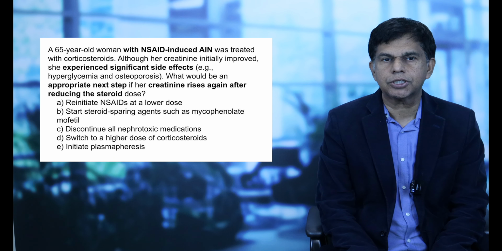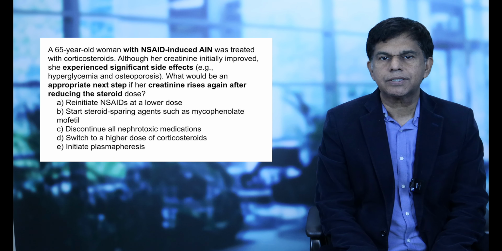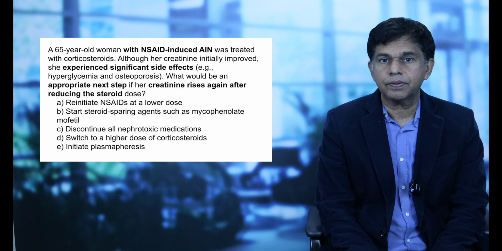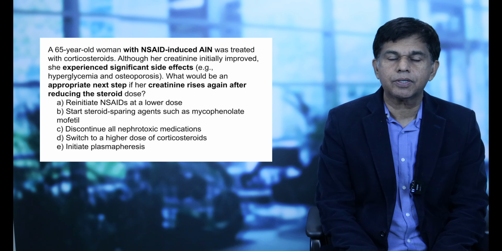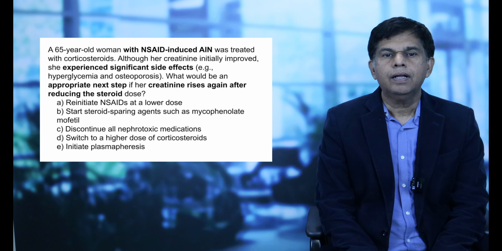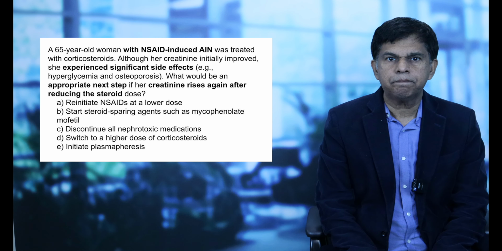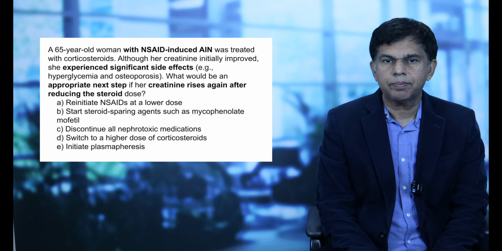Now, next question. A 65-year-old woman with NSAID-induced AIN was treated with corticosteroids. Although creatinine initially improved, she developed significant side effects, hyperglycemia and osteoporosis. What's the next step if the creatinine rises again? So they tried steroids, but a lot of problems, side effects, hyperglycemia, as we know. So what are our options here?